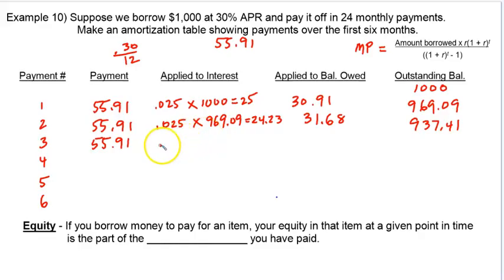And we'll just do one more, $55.91. Now we're going to apply the percentage times the outstanding balance after payment 2, so that's $937.41, so 2.5%, and let's get that actual number. 937.41 times 0.025 is 23.44. So $55.91 minus 23.44 becomes the amount applied.